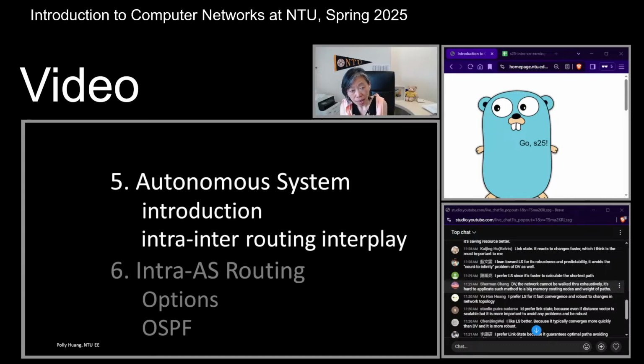But within an AS, the intra-AS, the network admin can choose, like you guys, some prefer link state, some prefer distance vector. Choose whichever you prefer, depending on the property of your network, depending on what your users prefer. Okay, so that's the next video, 4 minutes and 20 seconds.